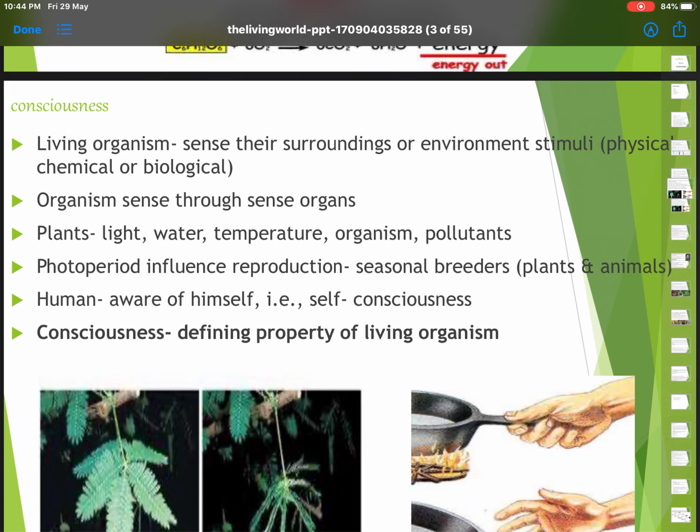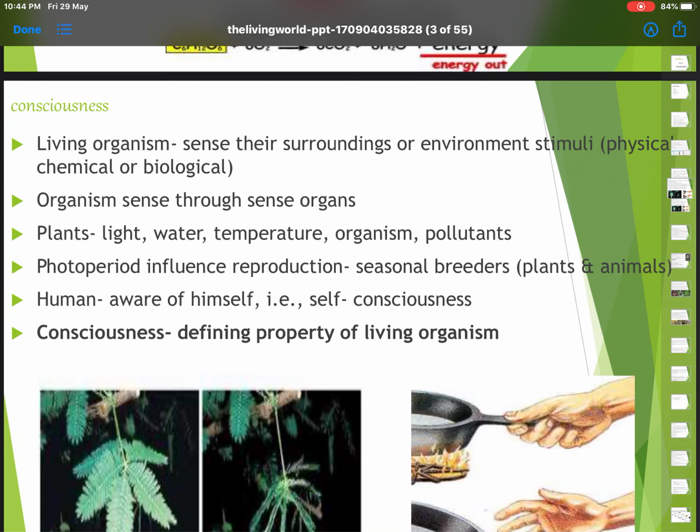Now come to the last one, consciousness. Many times we ask, are you conscious of what you are doing? Are you conscious of the feeling of pain? Are you conscious of your surroundings? So living organisms exhibit this special character of being conscious. They sense their surroundings and feel the stimulus of the environment.